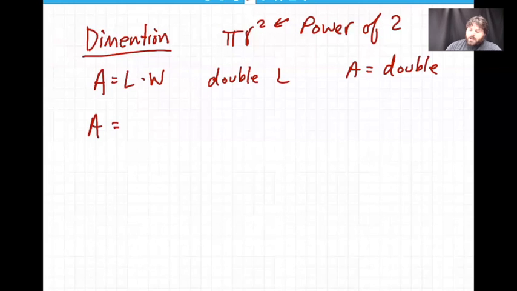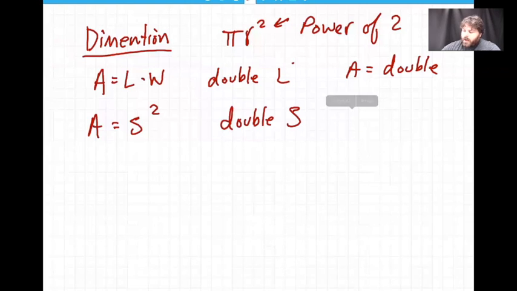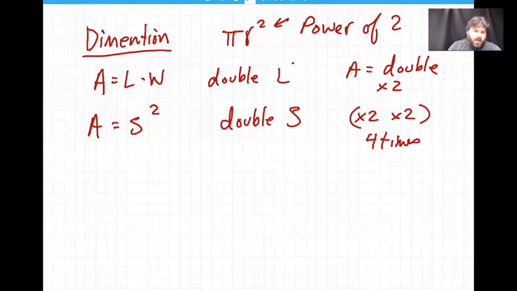Now what if you're in a formula like a square, where it's the side squared? What if you double the length of one of the sides? Well, since it's side squared, we've got to double and then double. So I'm going to multiply it, right? I'm going to go back up here and write times 2. Double means to times 2. Well, we're going to do times 2 times 2. Right? Because it's s squared. So if I do 2s, it's going to be 2s and 2s. So that's 4 times as much. So the area will be 4 times as big if you double the length of a square.